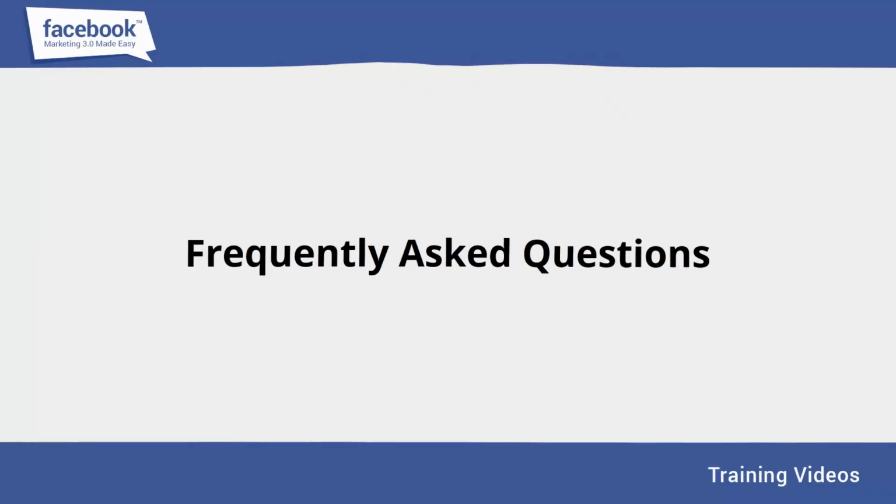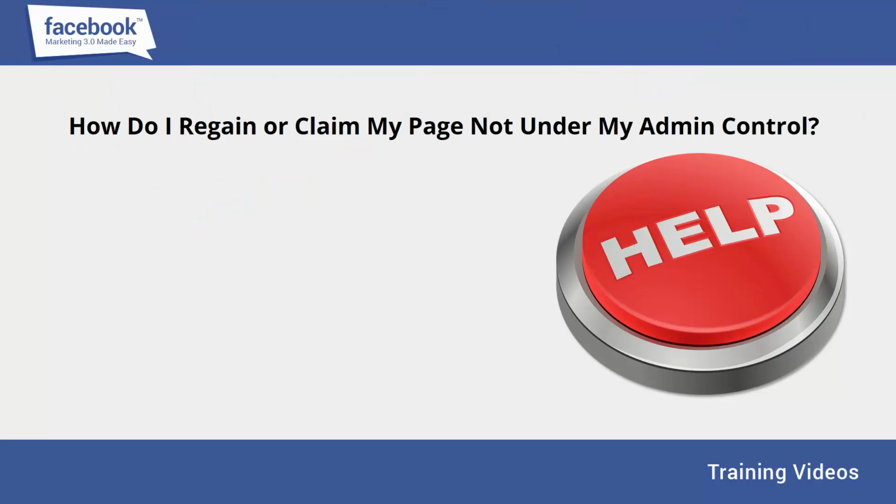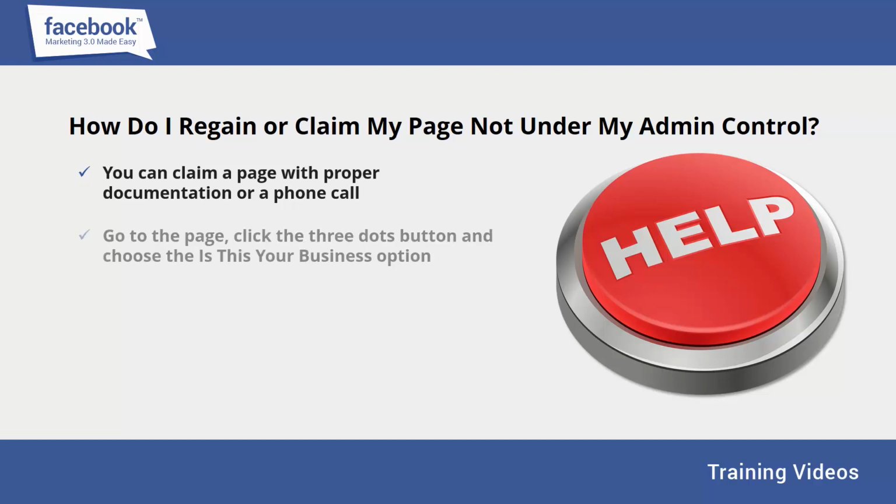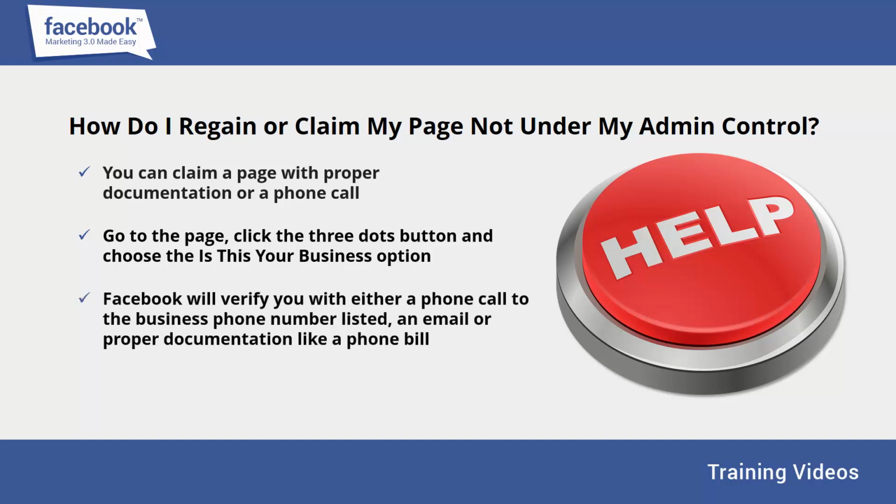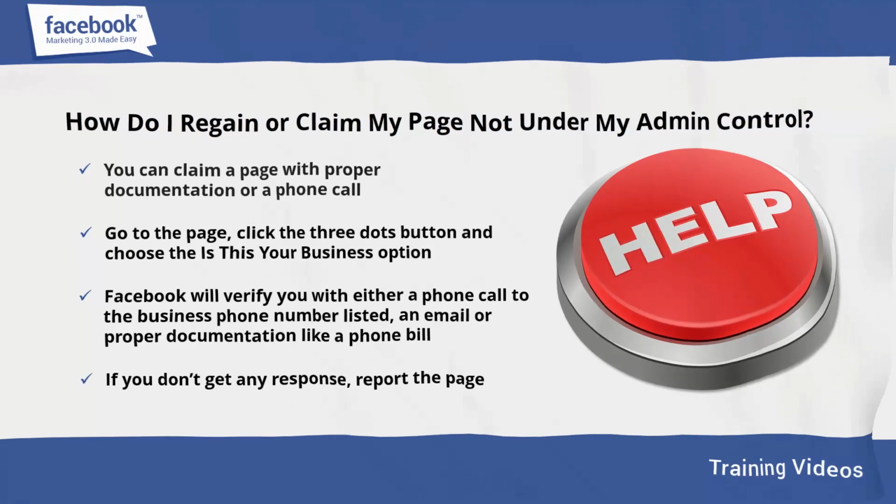Frequently asked questions. How do I regain or claim my page not under my admin control? You can claim a page with proper documentation or a phone call. Go to the page, click the 3 dots button, and choose the Is This Your Business option. Facebook will verify you with either a phone call to the business phone number listed, an email, or proper documentation like a phone bill. If you don't get any response, report the page.